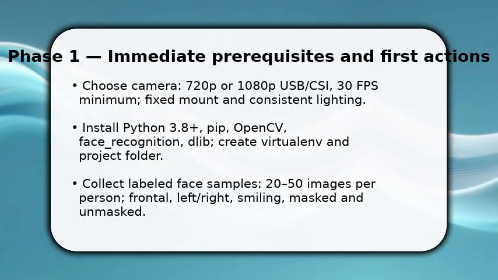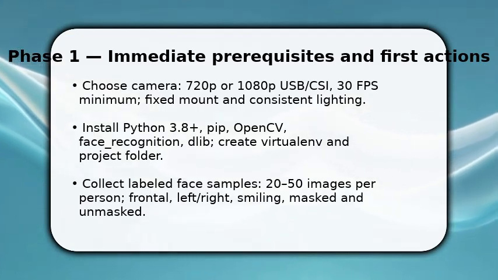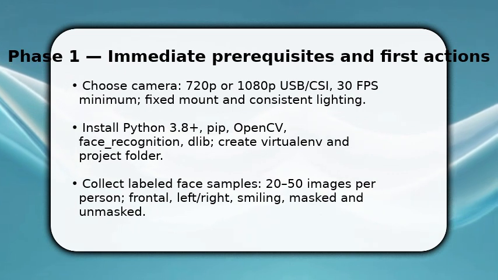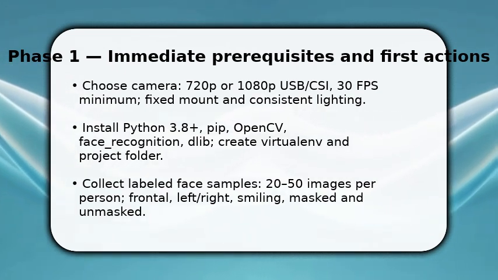Now collect labeled samples. Aim for 20 to 50 images per person with slight pose and expression variation. Make sure to organize them in named folders. This naming becomes the identity label in your attendance database.